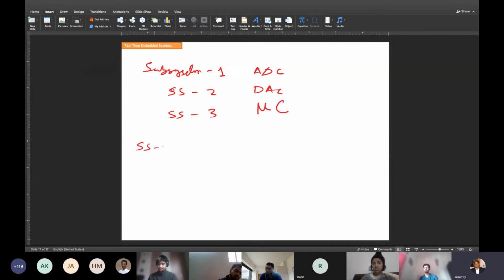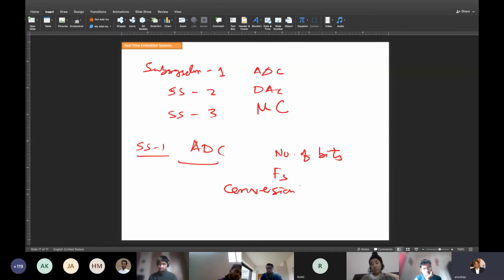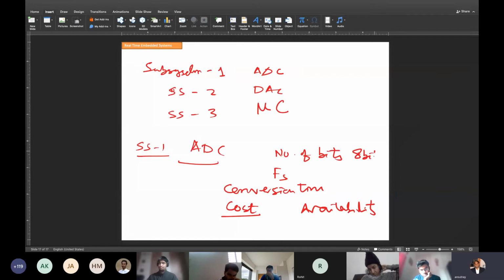Then SS1, that is ADC. So how to define the specification? The specification of ADC is what? The number of bits, and sampling frequency, FS, or conversion time. Sampling frequency is limited by conversion time. And there is also something called cost and availability. Looking at all these things, your requirement. So the number of bits is generally decided by the resolution which you want. Let's say you fixed the number of bits at 8 bits. And sampling frequency comes from the bandwidth requirement. Let's say the bandwidth is 1 kilohertz.